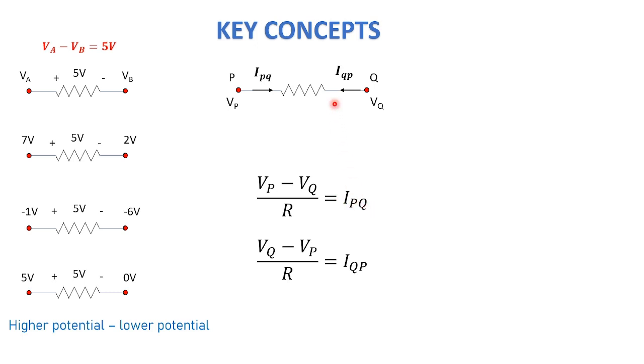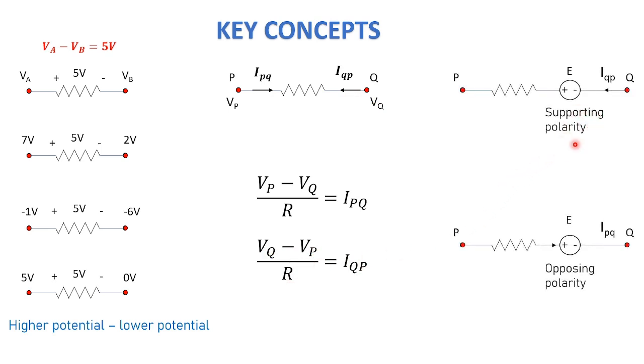Now if we take the other case, IQP, and this is the direction, that means the direction of current is from Q to P. So I have assumed that the potential of Q is greater than the potential of P. So in that case, I'm going to write IQP as Vq minus Vp divided by R.